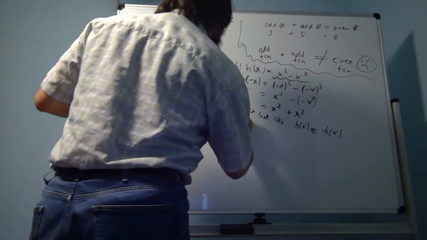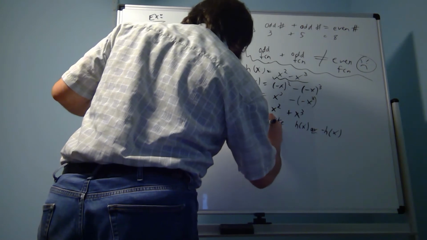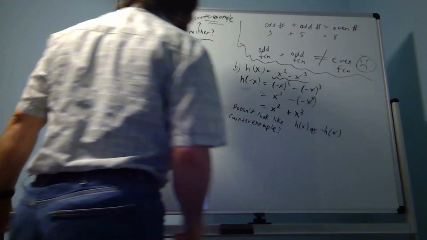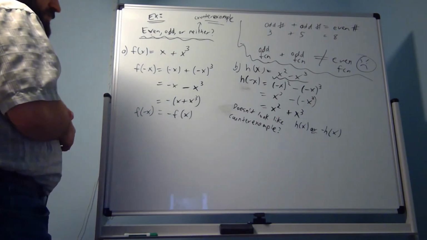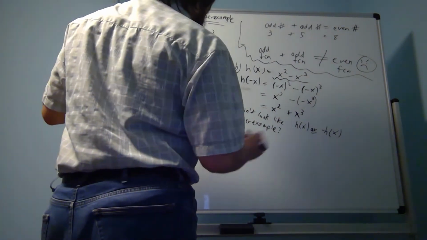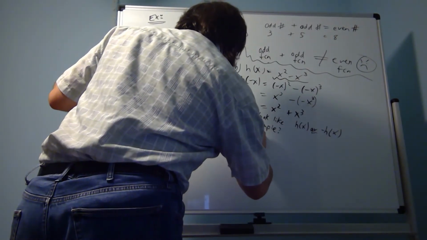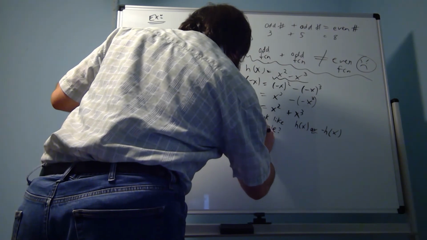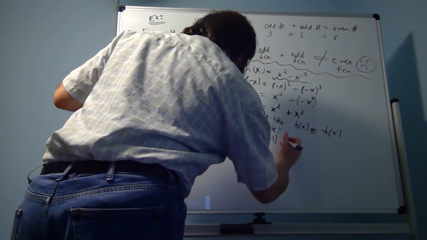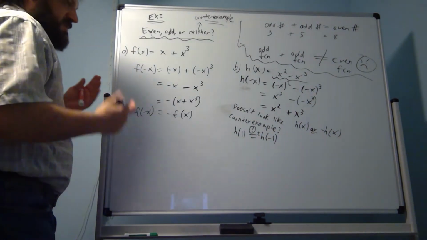But let's see. Is there a counterexample? Usually you won't have to try very long. If you're really unlucky, it might take 2 or 3 guesses to find something. But pretty often, you get it on the first try. So let's just plug in 1. H of 1, is that equal to h of minus 1, with either a plus or a minus?